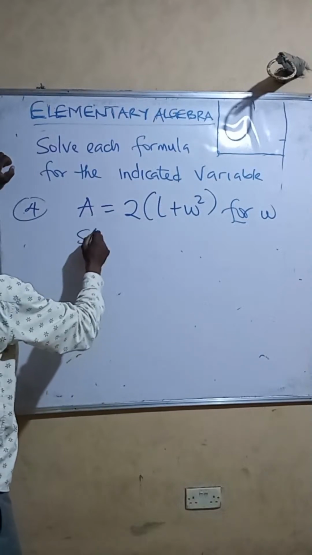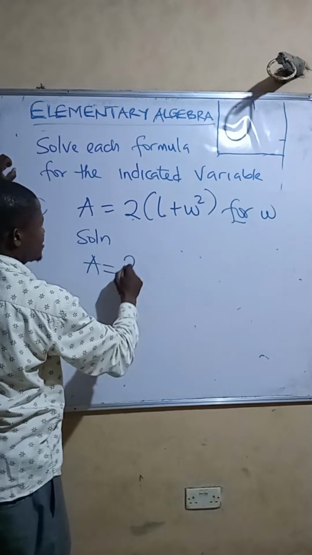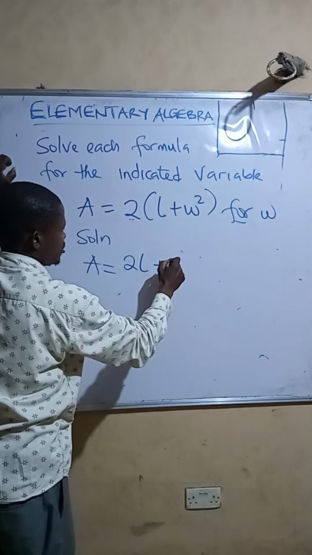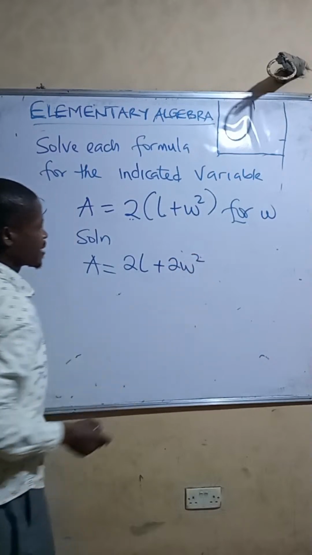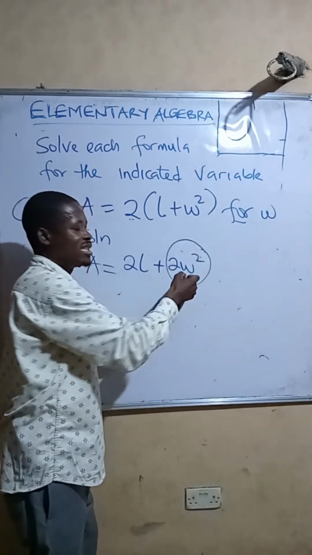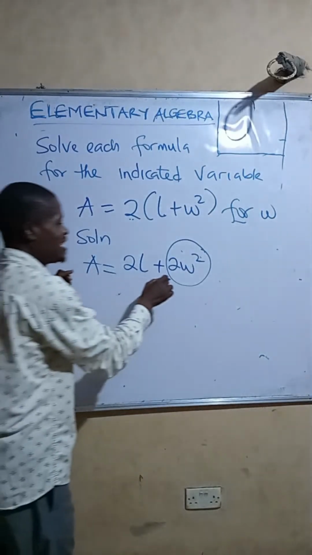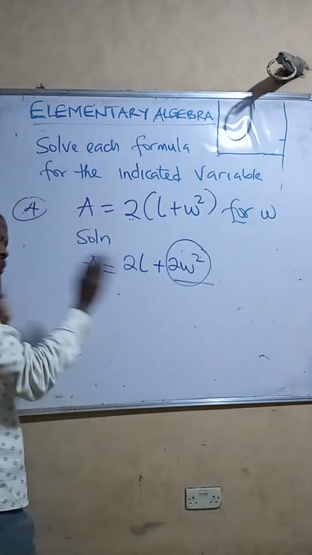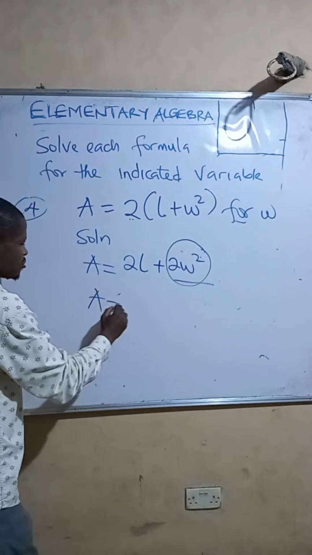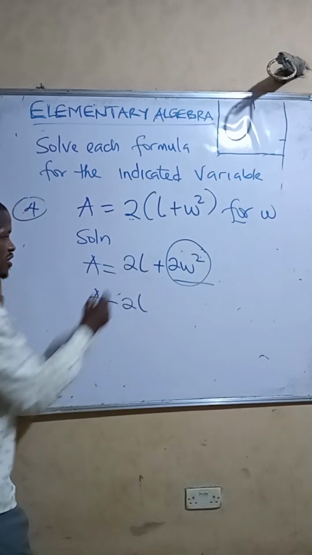Solution. That will be a equal to 2 times l, that's 2l, plus 2 times w squared. That's 2w squared. And this is the only place we have w. That's the only place. So we're going to retain it in that place and move other variables to the other side. And that will be l equal to a minus 2l. Move this one to the other side.